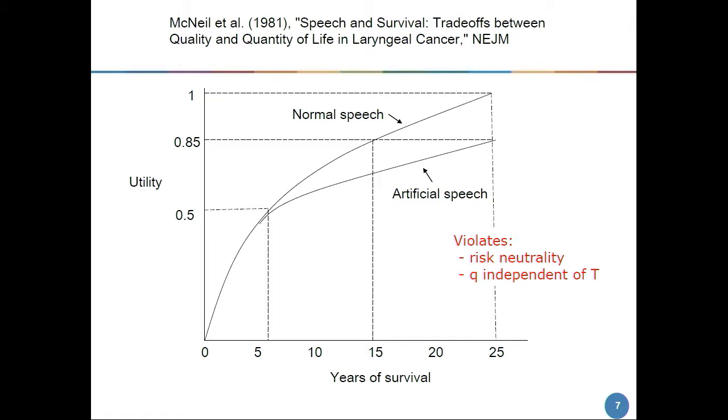These curves are also very concave, which means they're very risk averse with respect to longevity. So with normal speech, living 25 years for sure has utility 1, dying now has utility 0. A 50-50 chance between those two gives you expected utility 0.5. And you can see that living like 6 years for sure also gives you utility 0.5. So 6 years is just as good as a 50-50 lottery between 0 and 25 years.